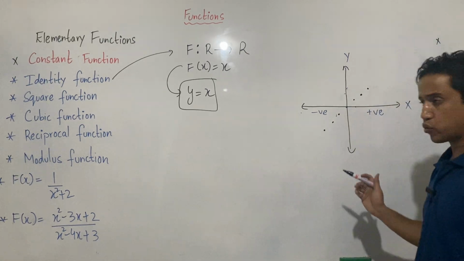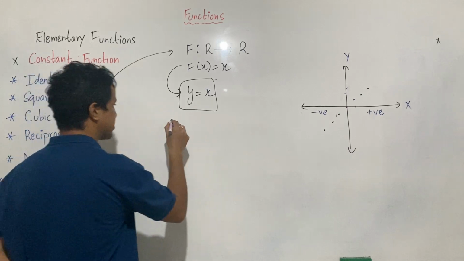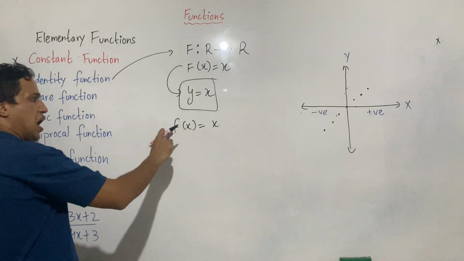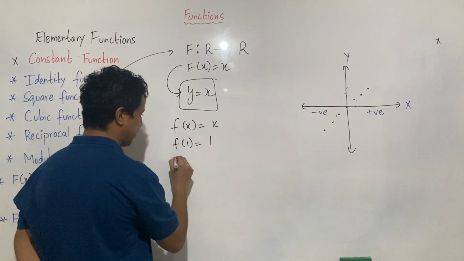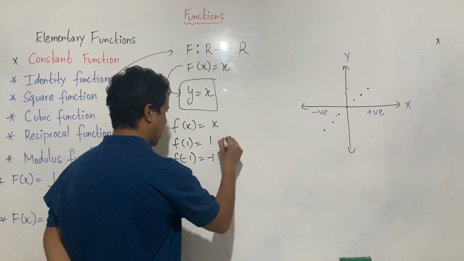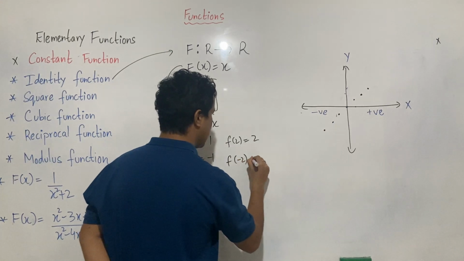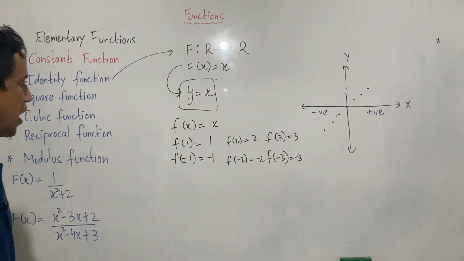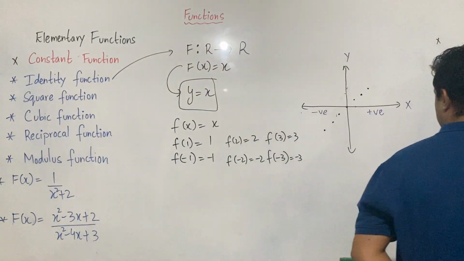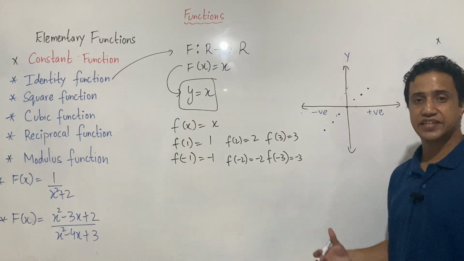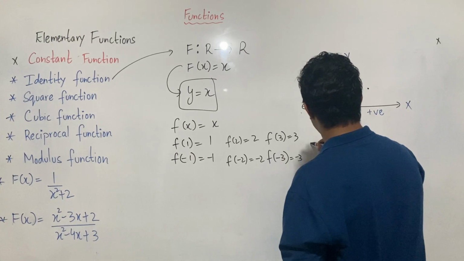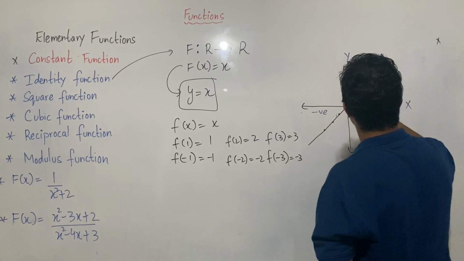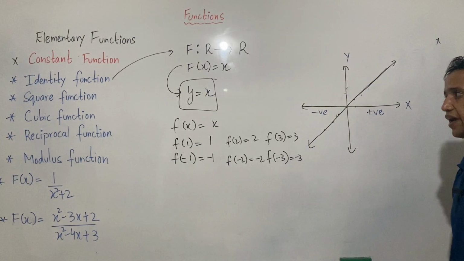What I'm trying to say here is that your f(x) is equal to x. Right now, you can put any value here. f of 1 is going to be 1. f of minus 1 is going to be minus 1. f of 2 is going to be 2. f of minus 2 is going to be minus 2. f of 3 is going to be 3. f of minus 3 is going to be minus 3. So whatever value your x takes, y will automatically take the same value. So if you trace all these points, you will simply get a straight line. Okay, now see here, this is a straight line.